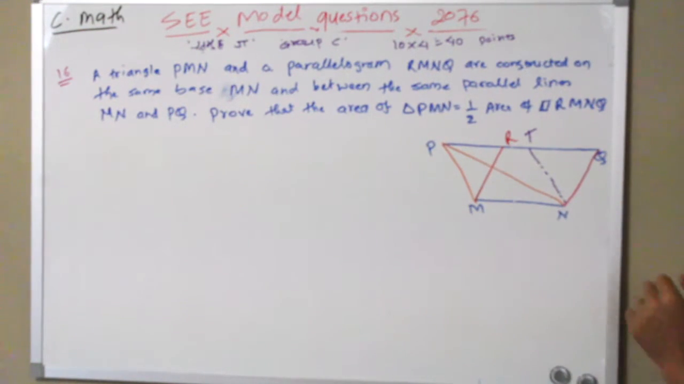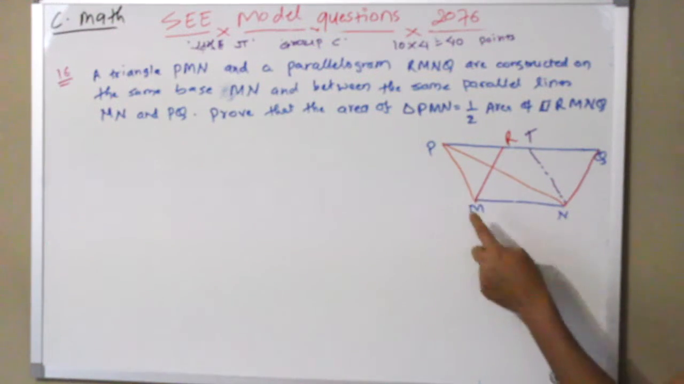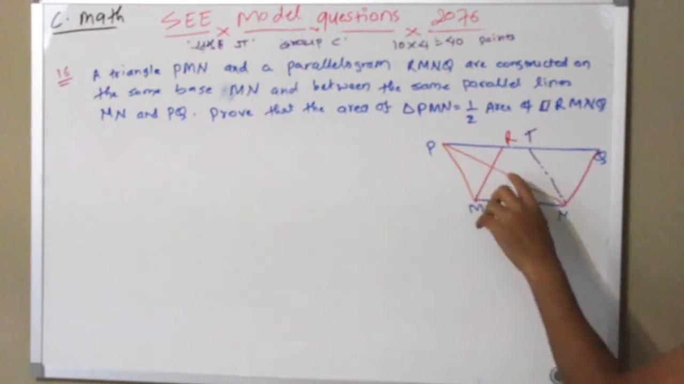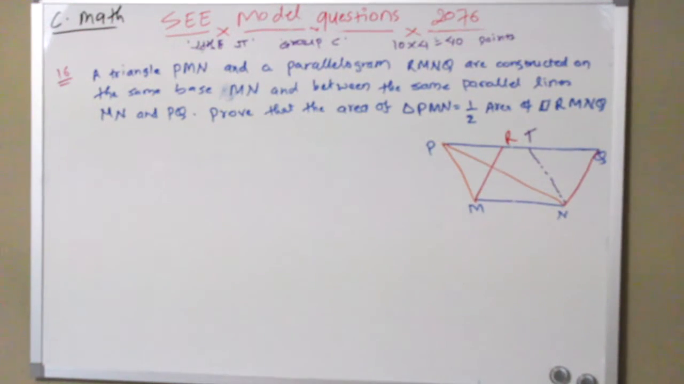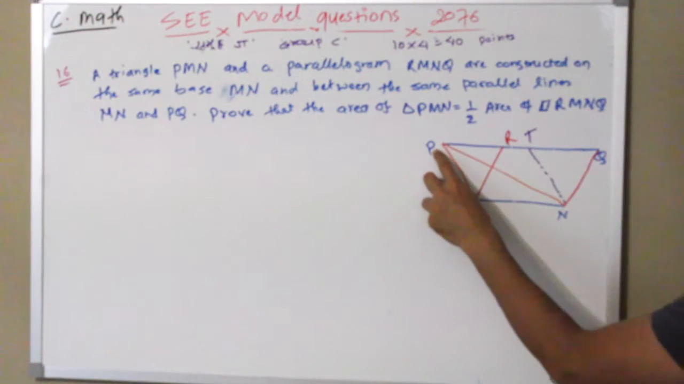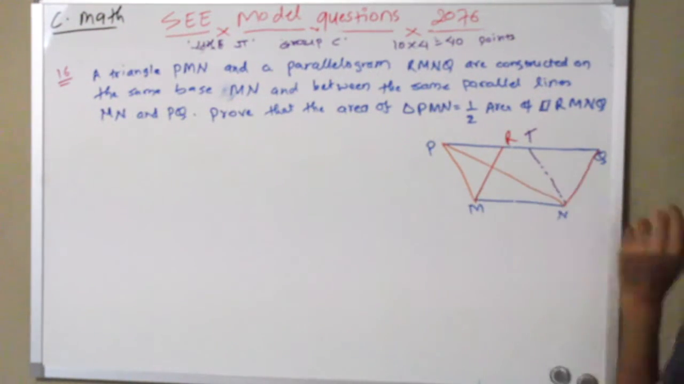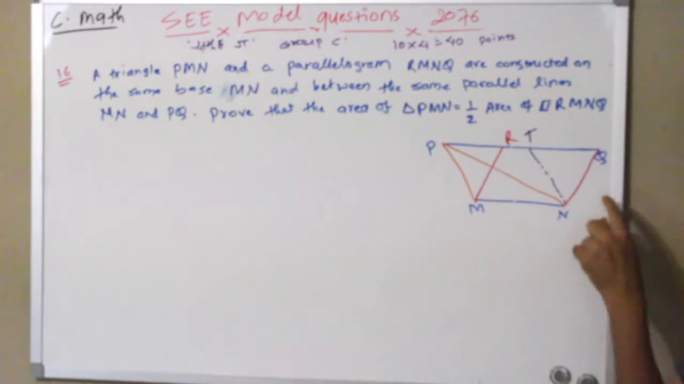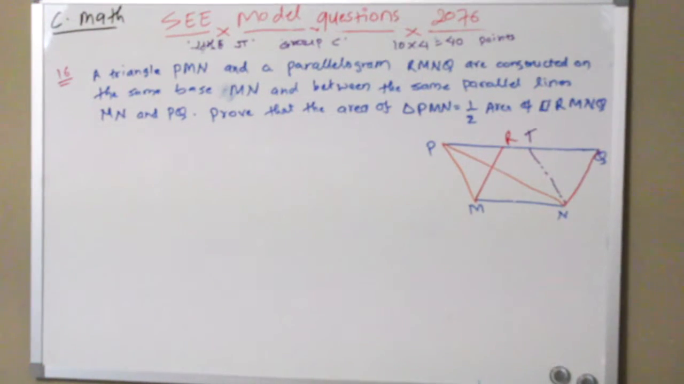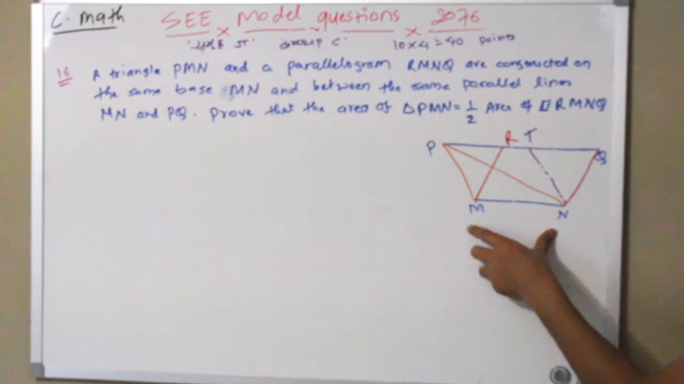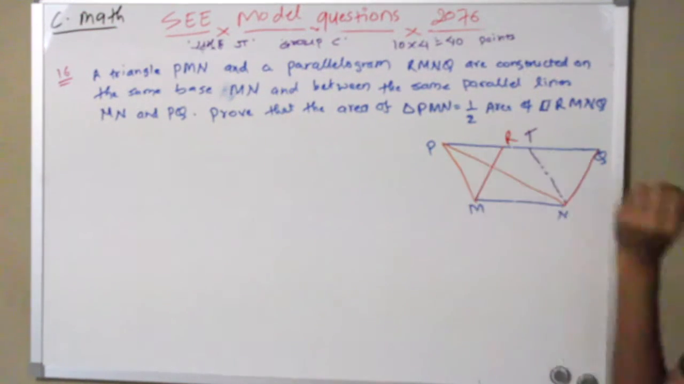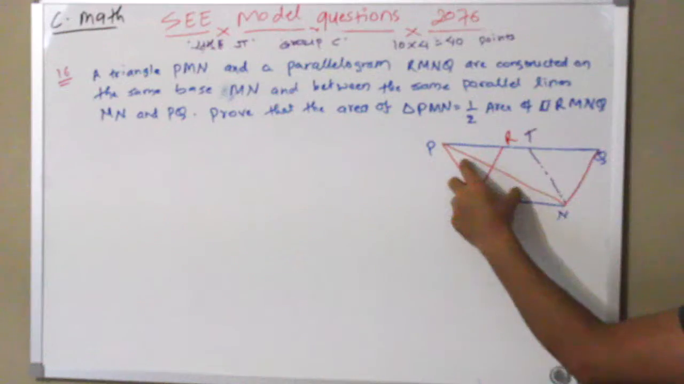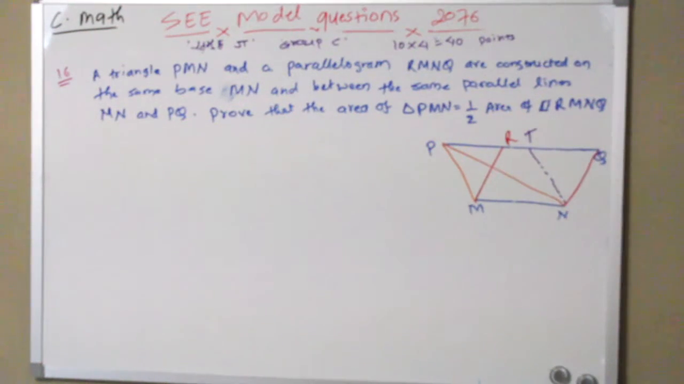However, you know the theorem. If there are two parallelograms or any quadrilaterals on the same base and between the same parallel lines, then their areas are equal. Look at here. I have two parallelograms, PMNT and RMNQ. Their areas should be equal because they are standing on the same base and lying between the same parallel lines. These two areas are equal, and this is half of the whole thing. So obviously, this is half of this. That's how we have to prove it.